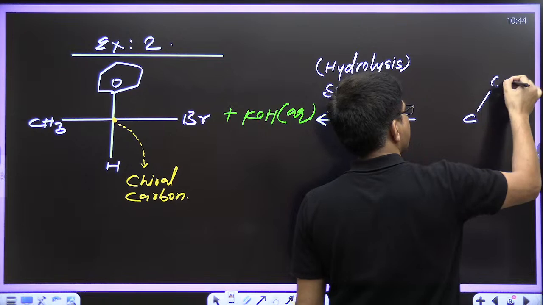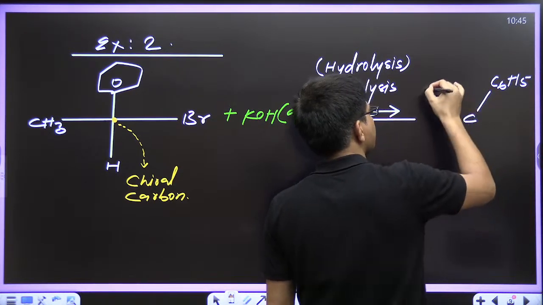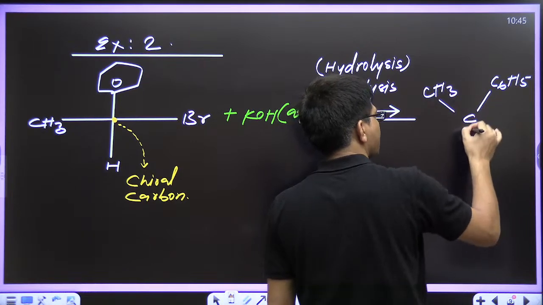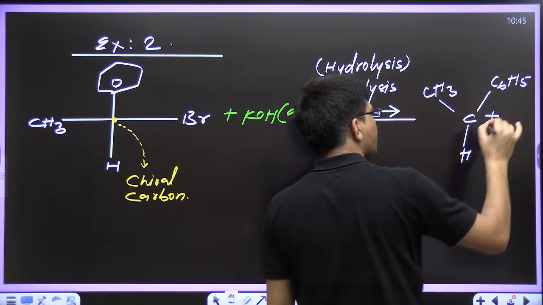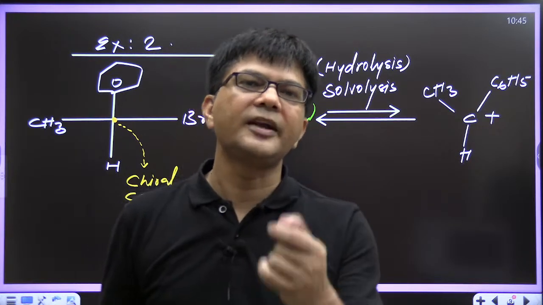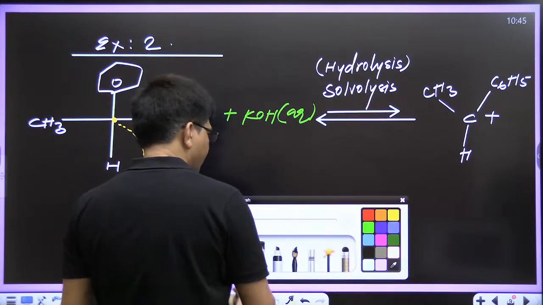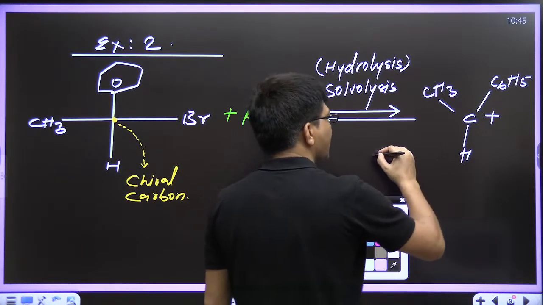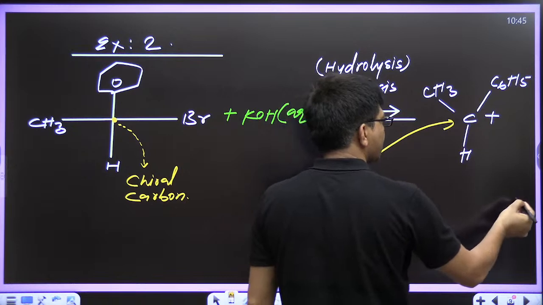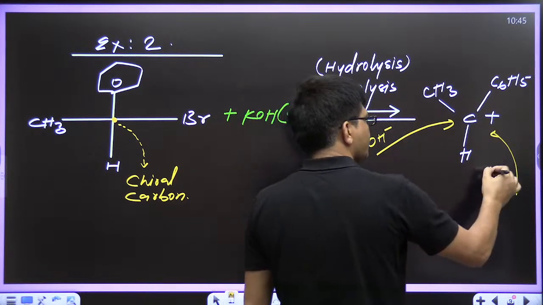So you will get a carbocation, and it will be like this. From the side of bromide it has gone, this is C6H5, this is CH3, and this is hydrogen, and this is the carbocation. What do you think? From which side is the attack going to take place? The front side or back side? Do let me know. So the attack will take place from both sides. The OH negative ion is going to attack.